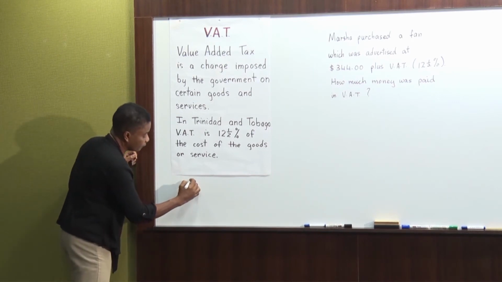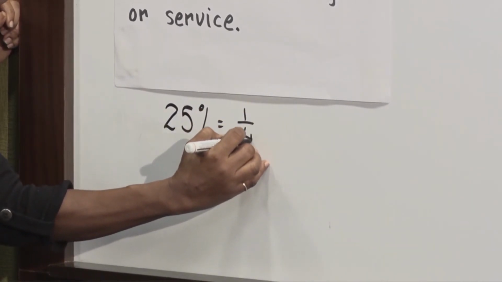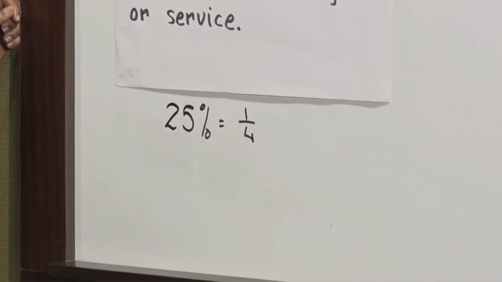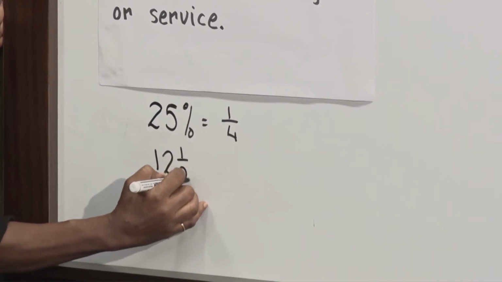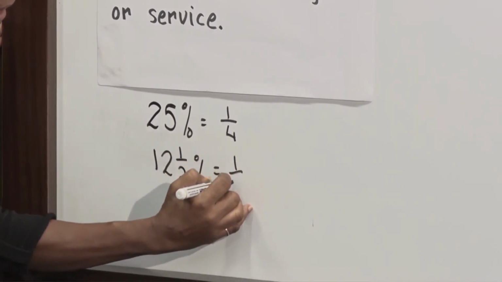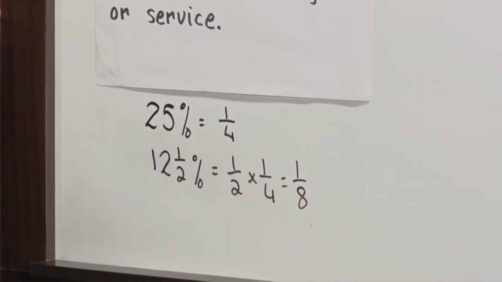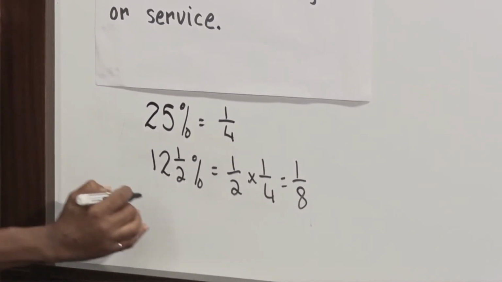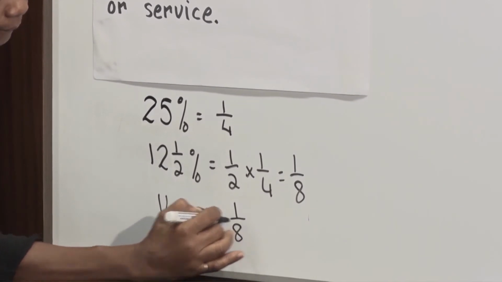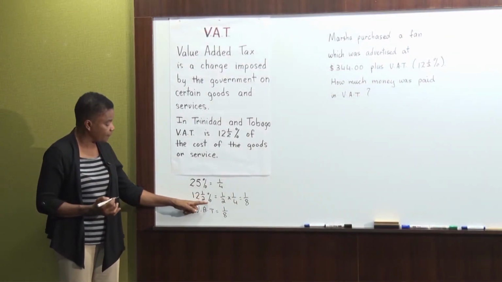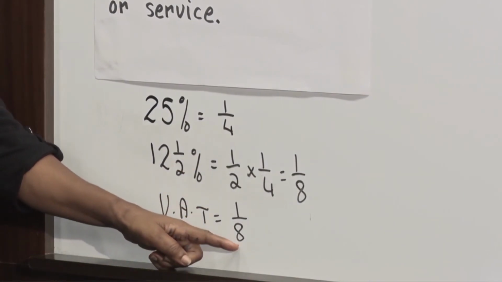Now, most of you know that 25% is a quarter. I'm sure you remember that. Now, 12.5 is half of 25. So 12.5% will therefore be half of a quarter, which is 1/8. So for our lesson for today, we are using value-added tax as 1/8. Even though we know it's 12.5%, we have just discovered that 12.5% is 1/8.